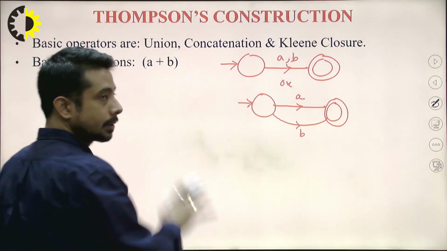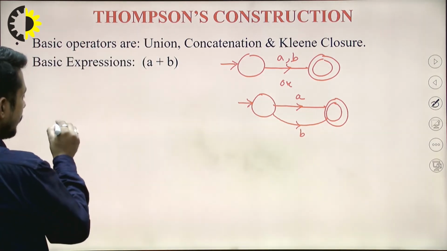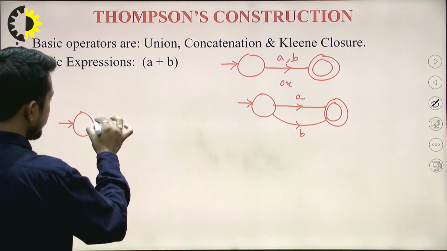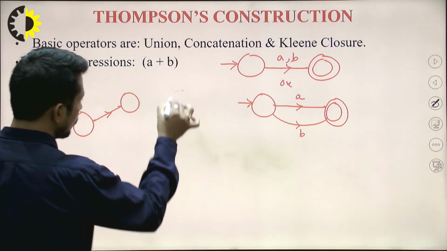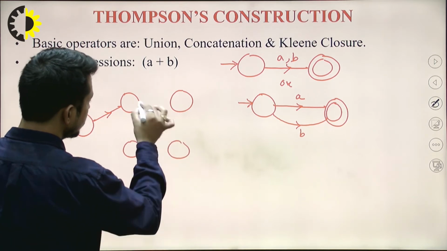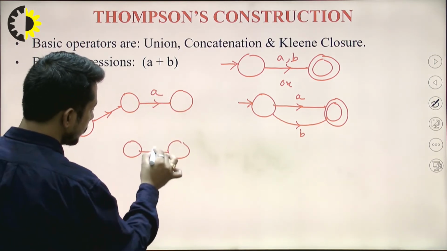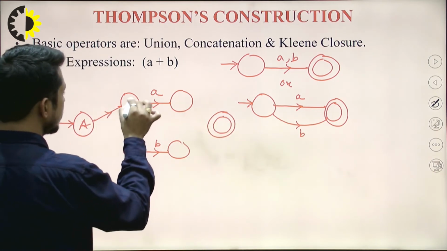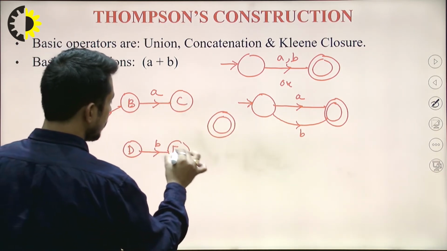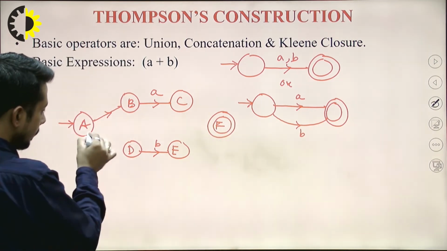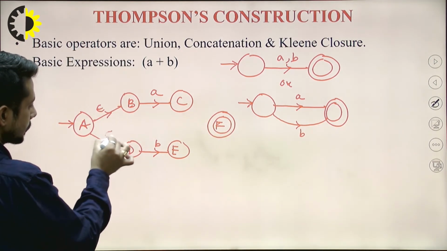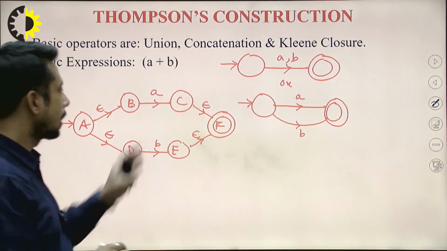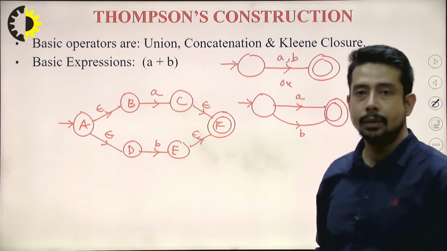But how do we represent it with epsilon NFA? Let's check it out. I will take a state. This is the process you need to remember. I have to take two states over here, one for the A transition and one for the B transition, and this will be your final state. Let me name the states as A, B, C, D, E and F. The remaining transitions will be epsilon transitions. This is how A plus B is represented in the form of an epsilon NFA.